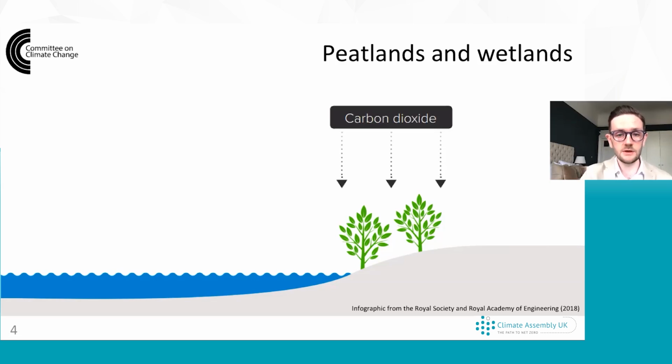So if we want to use these habitats as a way of removing greenhouse gases from the atmosphere, then we need to keep them wet. And often that means restoring those peatlands and wetlands to what they had been before agricultural practices deliberately dried them out to create farmland. Moving on to slide 5.